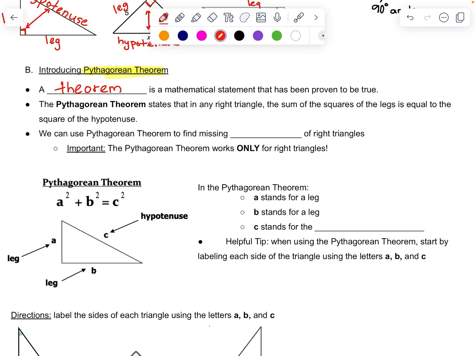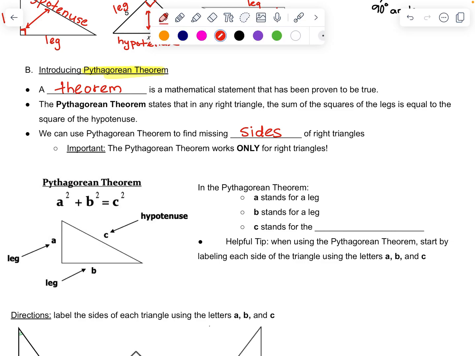And, well, what's the purpose of the Pythagorean theorem? Well, what we're going to use it for is to find missing sides. Because if I know both legs, then I can plug those in to find the hypotenuse. Or if I know one leg and the hypotenuse, I can plug those in to find the other leg.